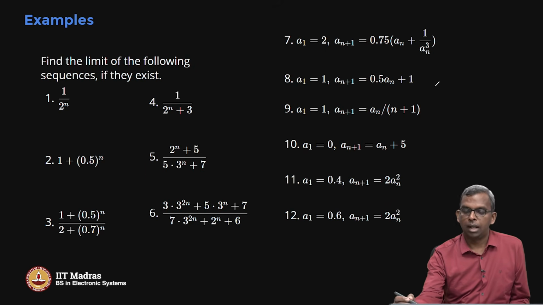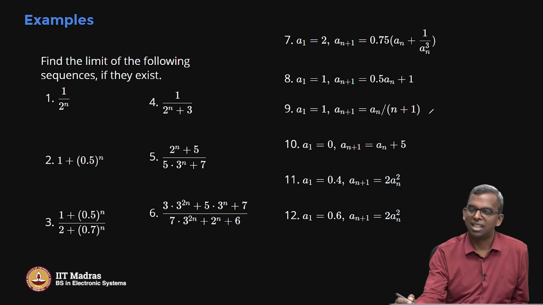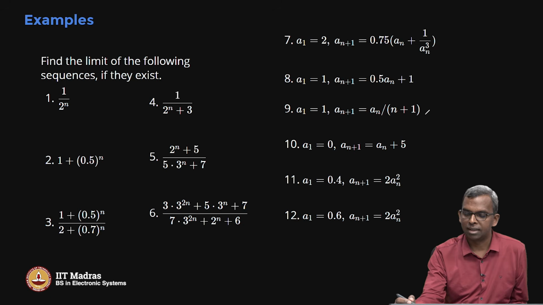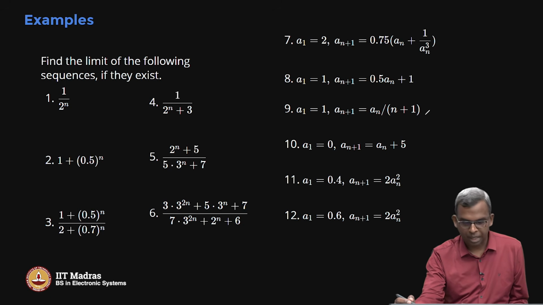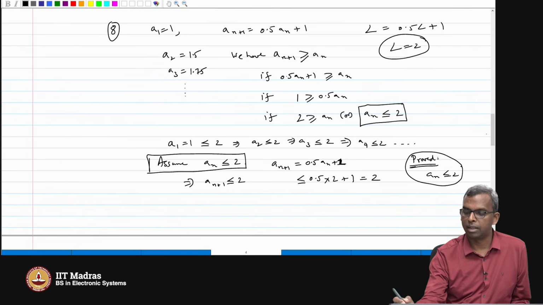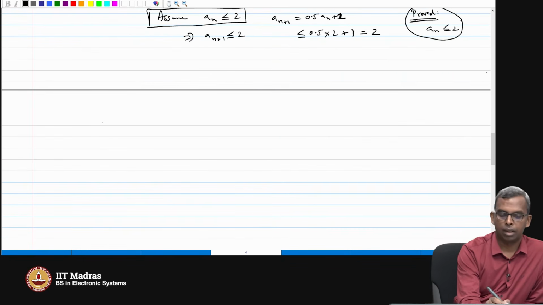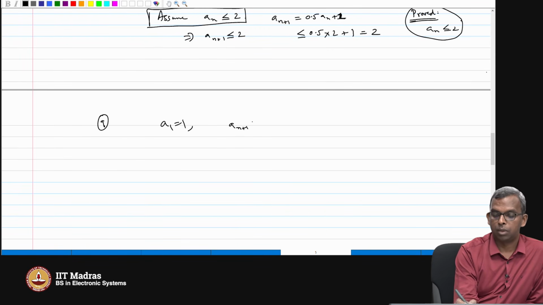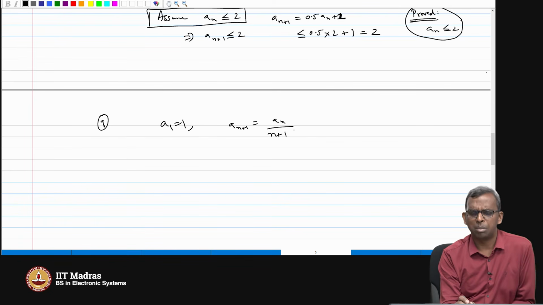Okay. Let us look at 9. 9 is a slightly easier problem. Okay. So, you are going to see here that a1 is 1 and a(n+1) is an by n plus 1. So, let us try that. Let us try 9. a1 is 1, a(n+1) is an by n plus 1. Okay. So, this will be much easier to show.